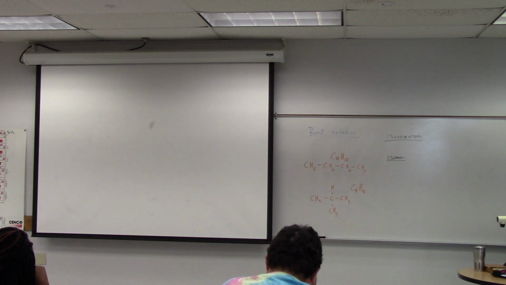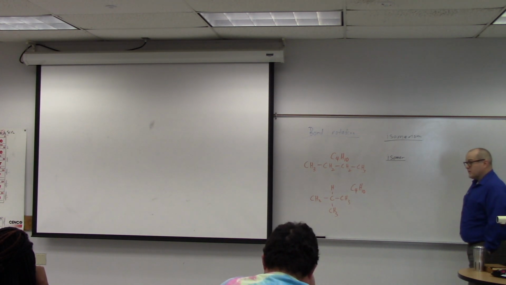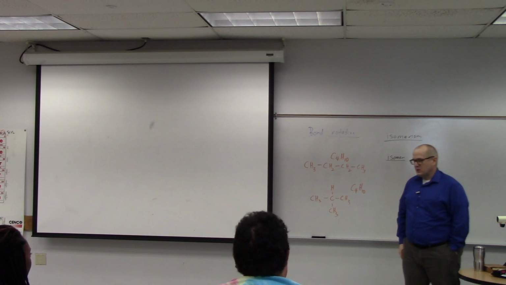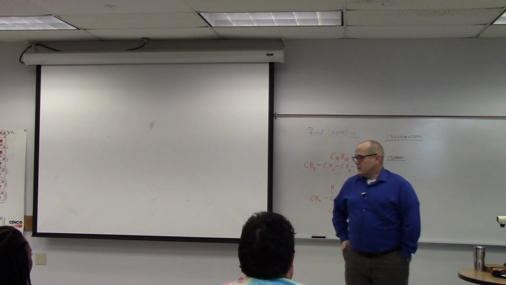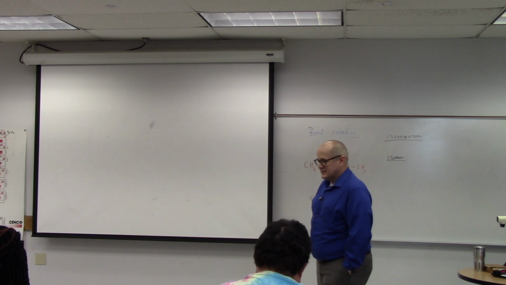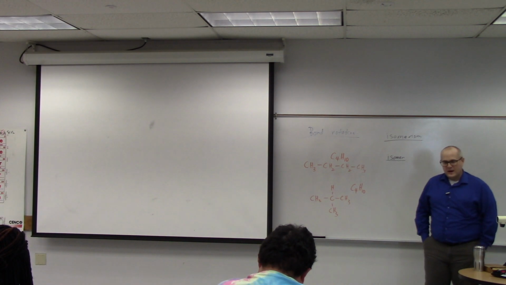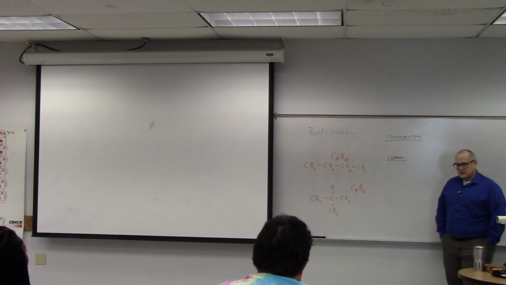Structural or constitutional isomers. The other kind of isomer we have to talk about today, and we're going to come back to it, has a whole chapter devoted to it, chapter 5. It's called stereoisomer. S-T-E-R-E-O-I-S-O-M-E-R. Stereoisomer.